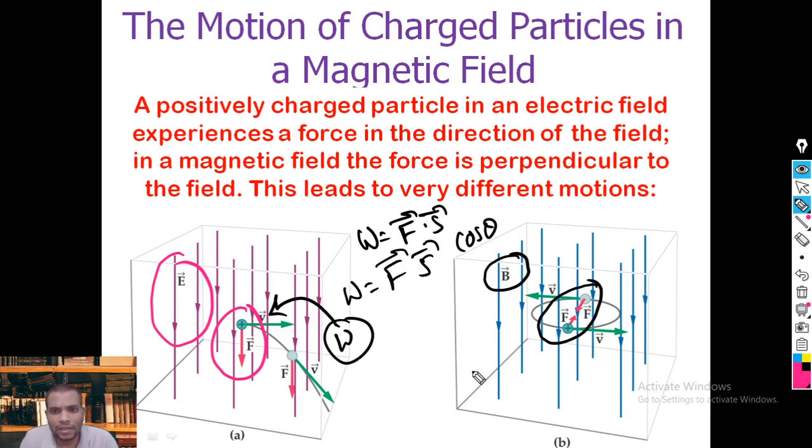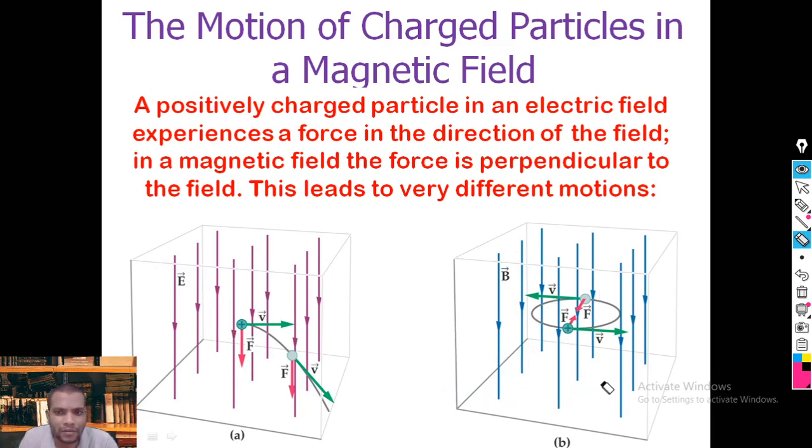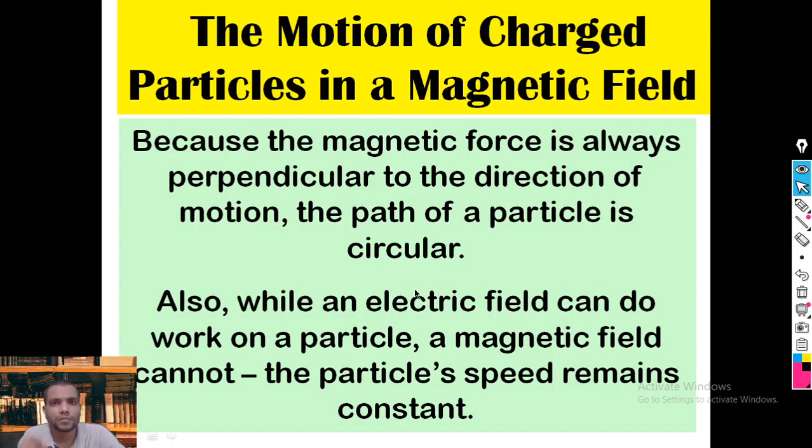But in a magnetic field, the force and displacement are perpendicular. So the work is equal to 0, because the cos 90 value goes to 0. This is a very important point when it comes to comparing the electric field and magnetic field, or to writing the differences between the electric field and magnetic field.